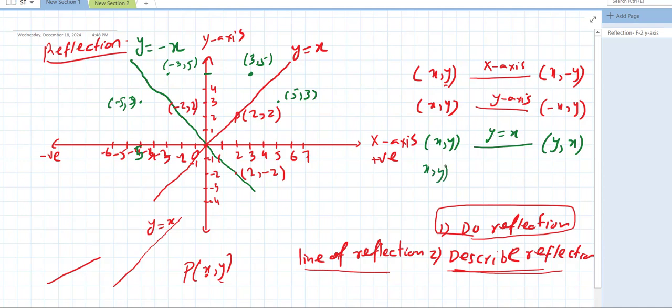It will be like that. If it is xy, in this one they are just flipping. Yes.